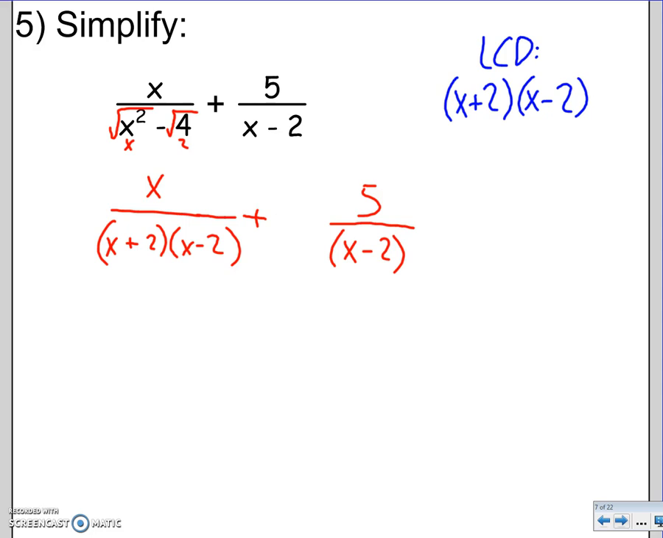Step 3 is match the LCD. The first fraction is not missing anything on the bottom. The second fraction, however, is missing the x plus 2. So that means top x plus 2, bottom x plus 2. Just to save some time.